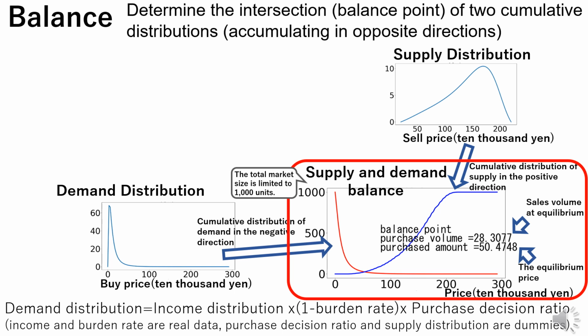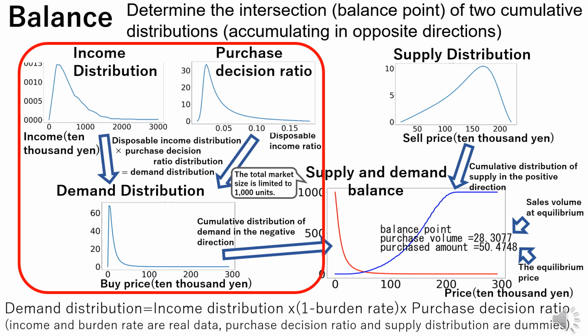And the intersection point is found to be the point where the price is balanced, where the number of items purchased and the number of items sold are equal. For example, this demand distribution can be found by multiplying the frequency distribution of national income by 1 minus the tax burden rate, which gives disposable income, which can be found by multiplying it by the distribution of the purchase decision ratio. The purchase decision ratio is a probability distribution that shows what percentage of people will purchase an item when the price is about what percentage of disposable income, and is provisionally set to an appropriate distribution.